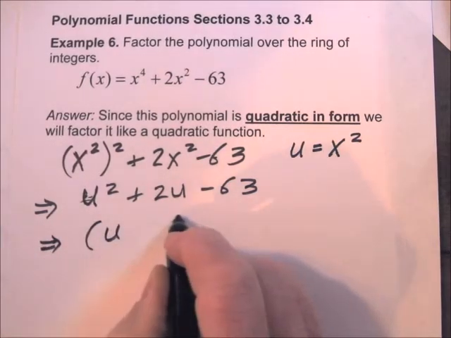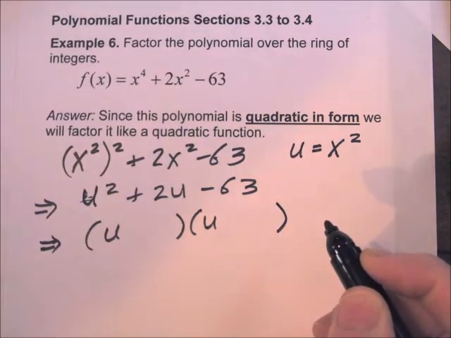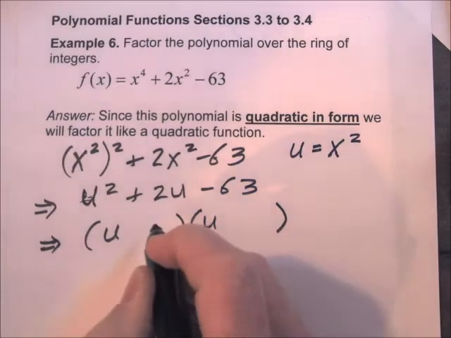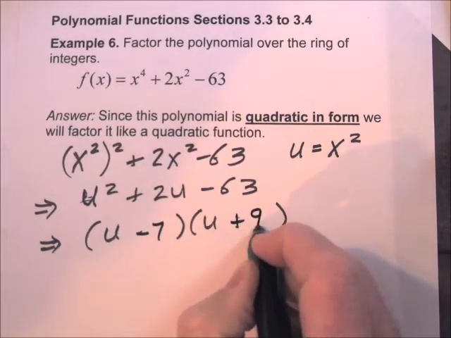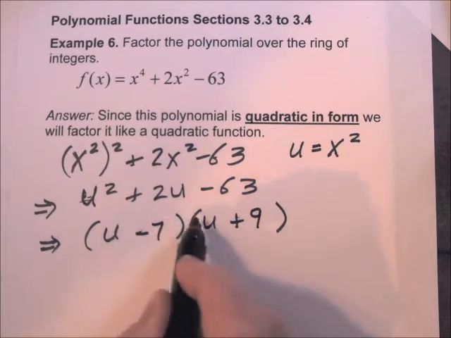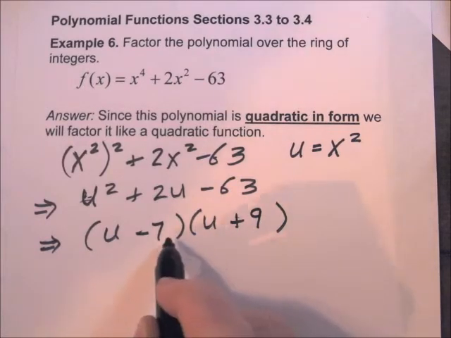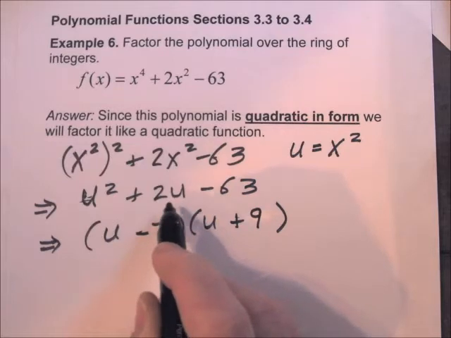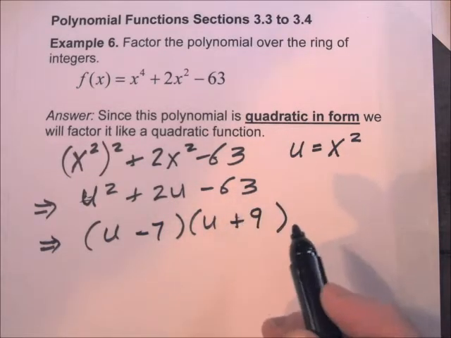u times u will give us u squared, and we need two numbers that multiply to negative 63 and add up to 2. What works is negative 7 and positive 9. You can check with the FOIL method. First times first, u times u is u squared. Outer product is 9u, inner product is negative 7u. 9u minus 7u gives you the middle term, 2u. Last times last, negative 7 times 9 is negative 63.